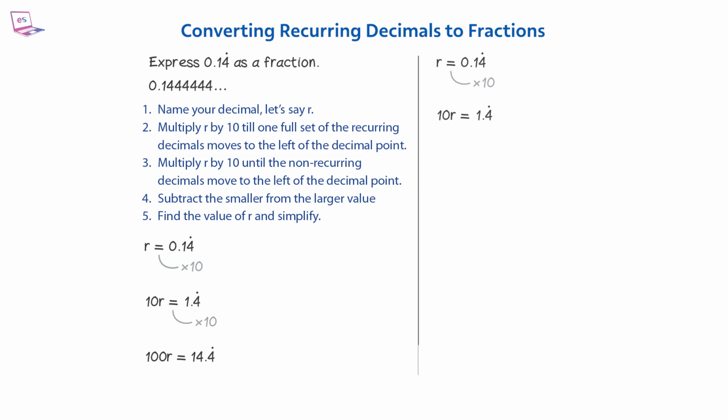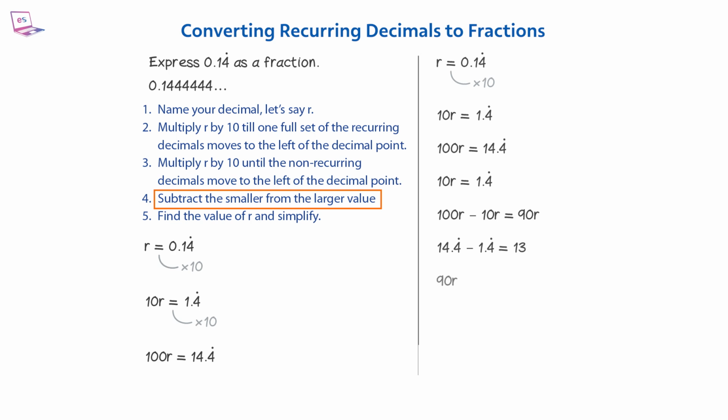Now, let's move on to step 4 and subtract the smaller value from the larger one. First, let's subtract the values on the left side of the equation. 100 r minus 10 r equals 90 r. Next, let's subtract the recurring decimals. 14.4 recurring minus 1.4 recurring equals 13. So, the equation becomes 90 r equals 13.